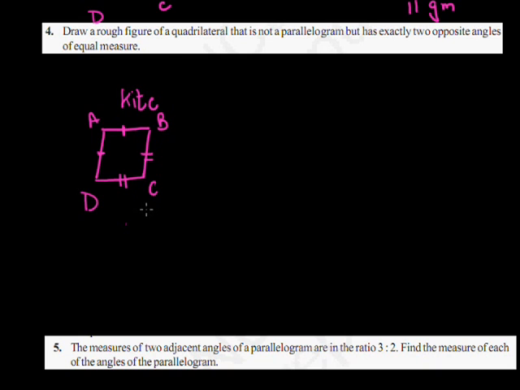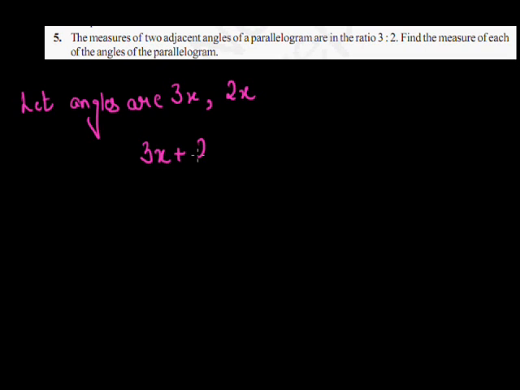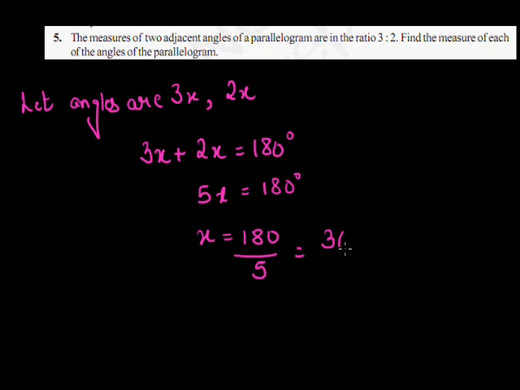Now coming to the fifth question: the measure of two adjacent angles of a parallelogram are in the ratio of 3:2. Find the measure of each angle of the parallelogram. I can say that the adjacent angles are 3x and 2x. Now they are adjacent angles, so I can say 3x plus 2x is equal to 180 degree. That means 5x is equal to 180 degree. The value of x will be 180 upon 5, that is equal to 36 degree.